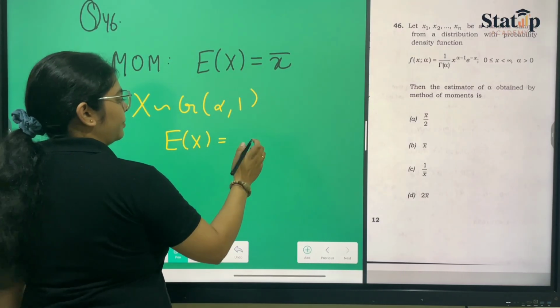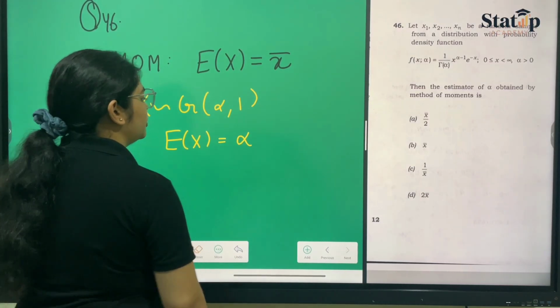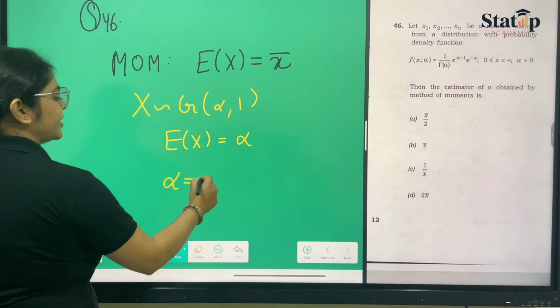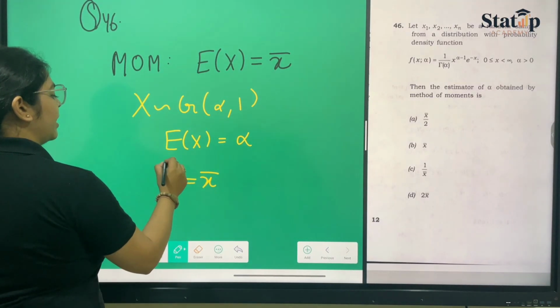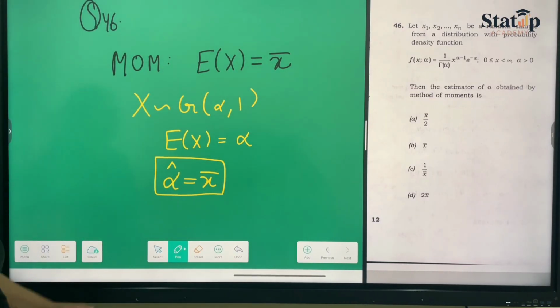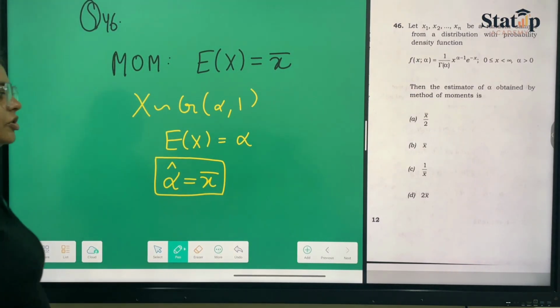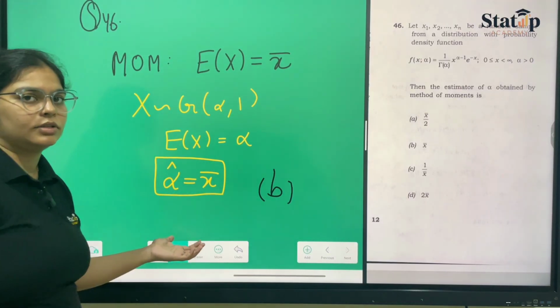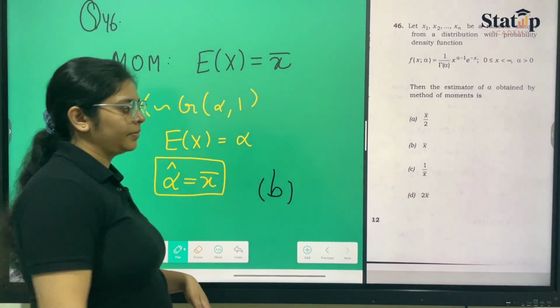But here, it follows a gamma distribution with the parameters alpha and 1. So here the expectation will be alpha into 1, which is alpha. Keeping it equal to x bar, the MOM, or method of moments estimator, is equal to x bar, which is our option number B. It was as easy as this, easiest question ever.